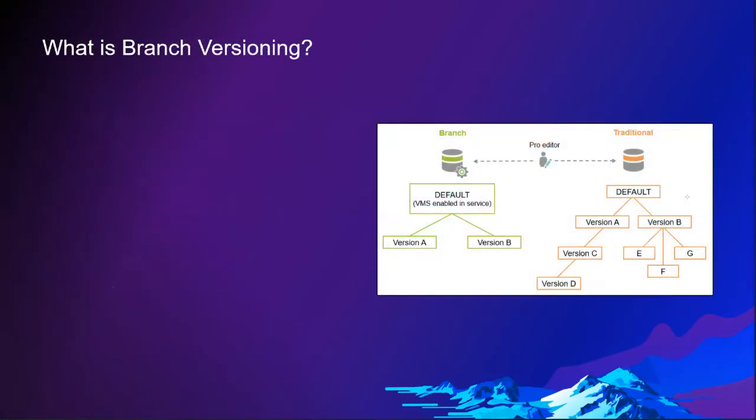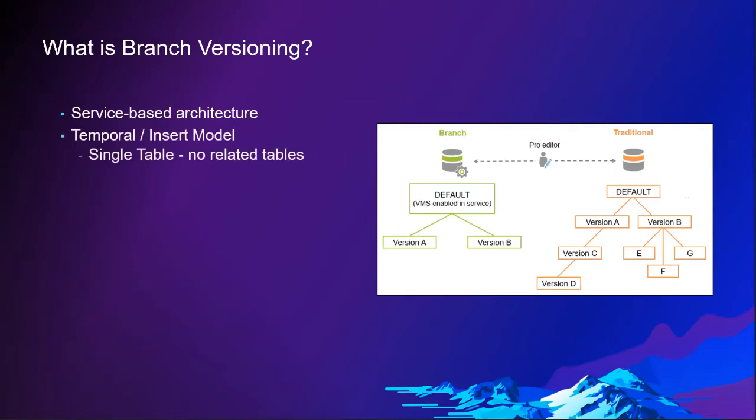Let's talk a little bit about what branch versioning is. To set the stage, traditional versioning manages edits with a variety of different tables under the hood. There are delta tables, joined with some system tables, and those tables are then used to determine how to represent the data within any given version that an editor or viewer might be working with.